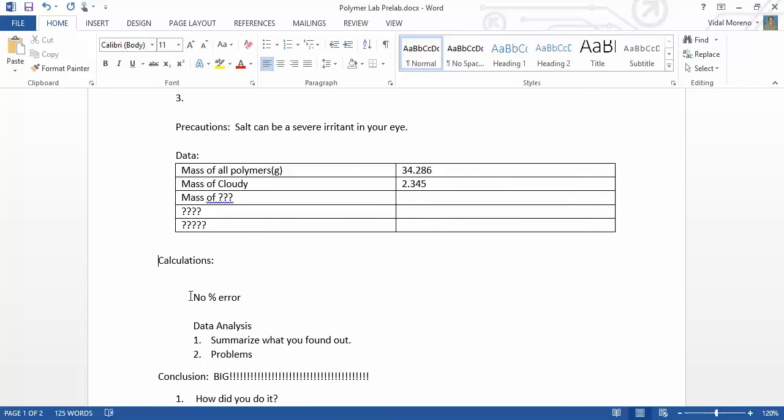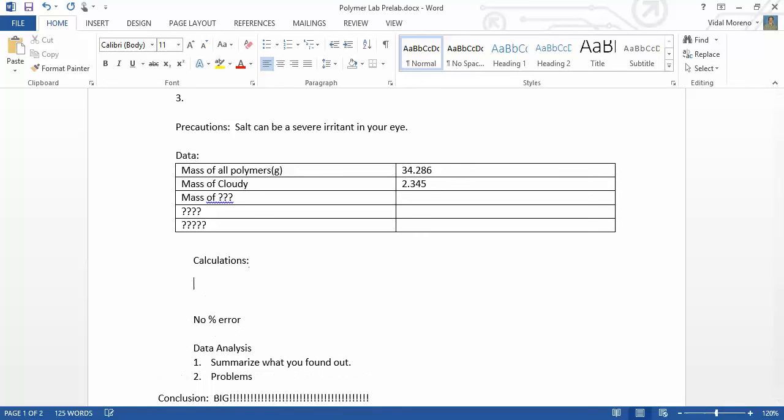All right, here comes the calculation section. What did you calculate? What do I want to see? I want to see the mass percent. I want to see the percentage of cloudy. How do you do the percentage of cloudy? Thank you, Emily. So it would be 2.345 divided by 34.286. And that equals, I don't know what that equals.